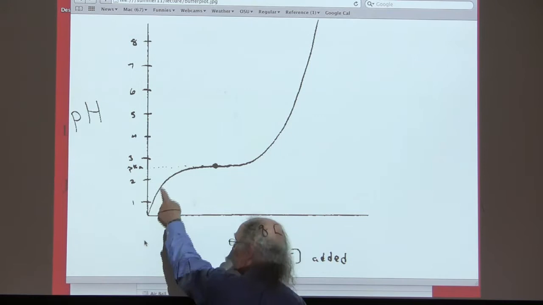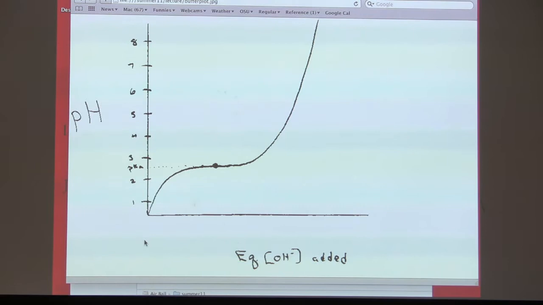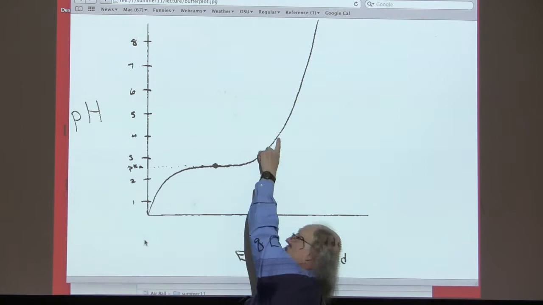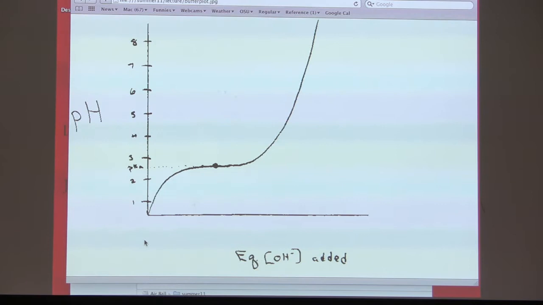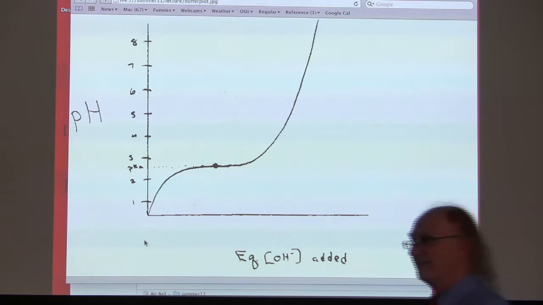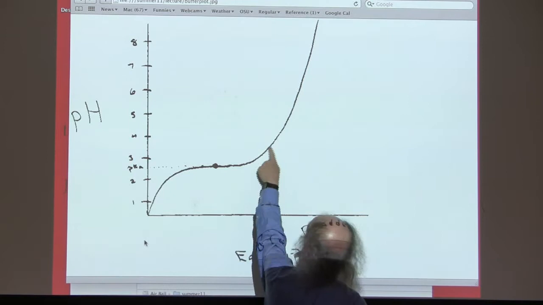But Kevin, you said a buffer resists change in pH. Yep, within a limited range. The limited range in which a buffer works is about one pH unit below the pKa to one pH unit above the pKa. Not coincidentally, that was the rule I gave you. If the pH was more than one unit below, the proton was essentially on. If more than one unit above, the proton was essentially off. This buffer has an effective buffering range from about 1.5 up to about 3.5.